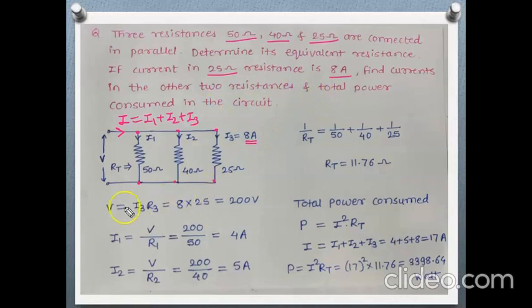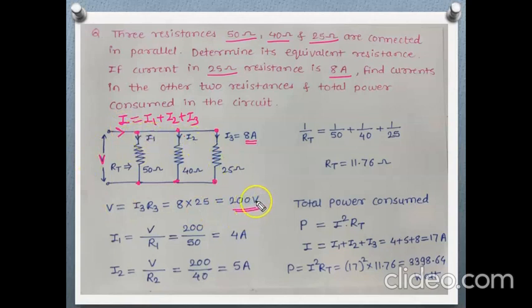Let's first calculate the voltage across the 25 ohm. This voltage is nothing but the voltage between these 2 points. So V will be I3 into R3 or I2 into R2 or I1 into R1. Here we know I3 and R3, so we will take that. I3 into R3, so 8 into 25 is 200 volt. This is the voltage across this branch, and since these are connected in parallel, the voltage across all these branches will be 200 volt.